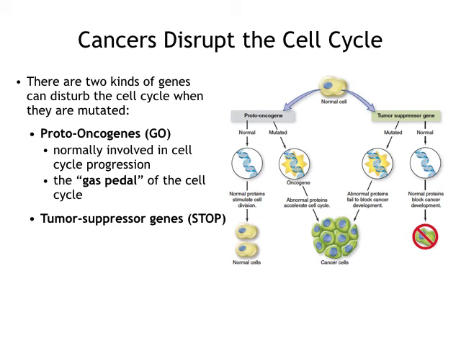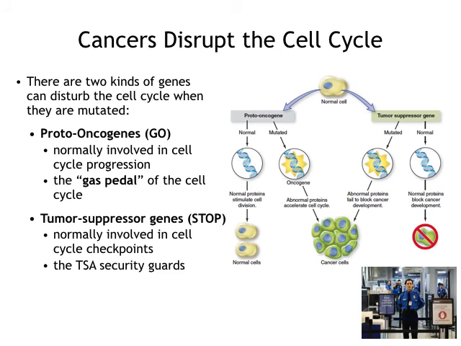And then the other kind of genes are the stop genes, the stop signals. So these are the tumor suppressor genes. And they're normally involved in the cell cycle checkpoints. They're the TSA security guards, right? The ones that will shoot you if you do not empty out your pockets, or if you do not drop the weapons that you're carrying. So these are the brakes of the cell.